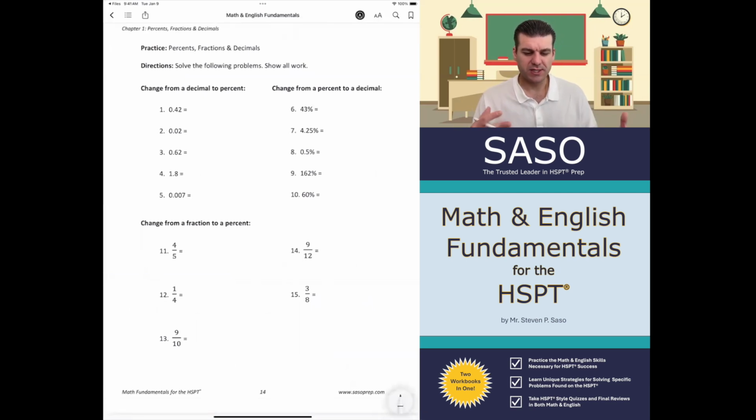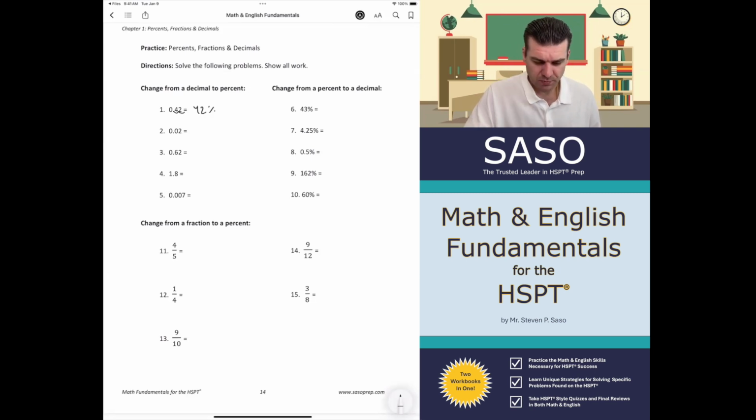Here we're going to do percents, fractions, and decimals. The directions here: solve the following problems, show all the work. All right, let's do it. Change from a decimal to a percent. When we're going from a decimal to a percent, we find the decimal, move it over 2 places to the right, and add a percent sign. So let's do it. This is going to be 42%.